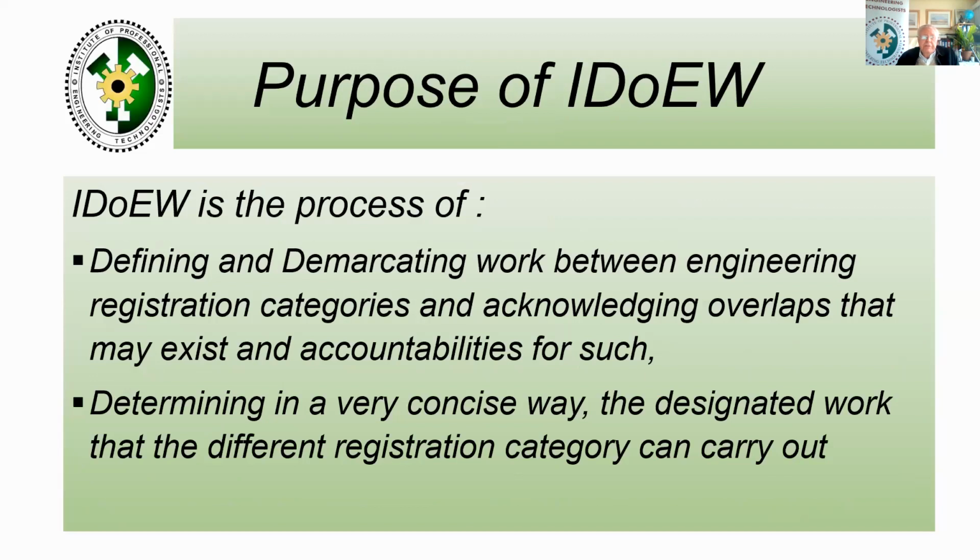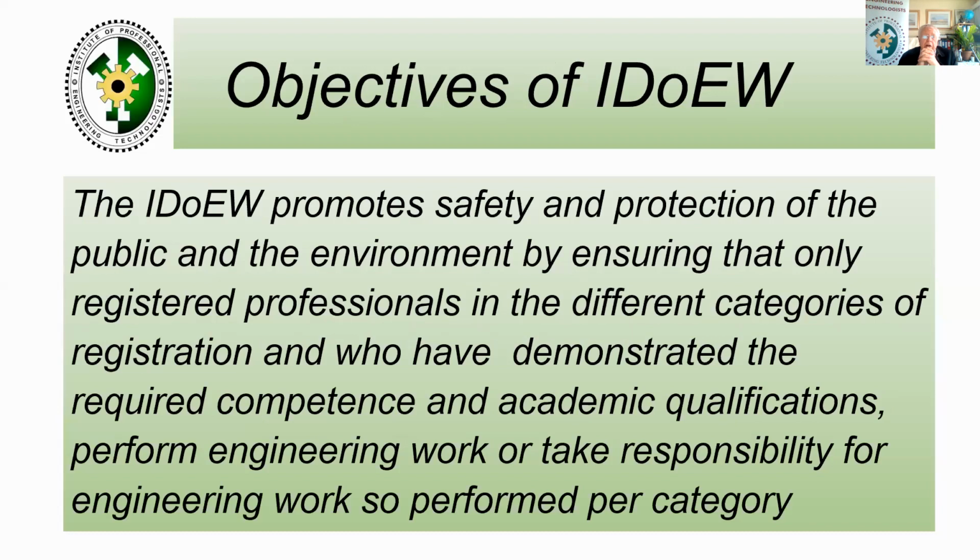Now, fine. The purpose of the identification of engineering work then is to define and demarcate work between engineering registration categories and acknowledging overlaps that may exist and accountability for such. Secondly, it's to determine in a very concise way the designated work that the different registration categories can carry out. Now, that's information that I got straight from the ECSA presentation. The objective of the identification of work is then to provide safety and protection of the public and the environment by ensuring that only registered professionals in the different categories of registration who have demonstrated the required competence and academic qualifications perform engineering work, or take responsibility for engineering work so performed per category.